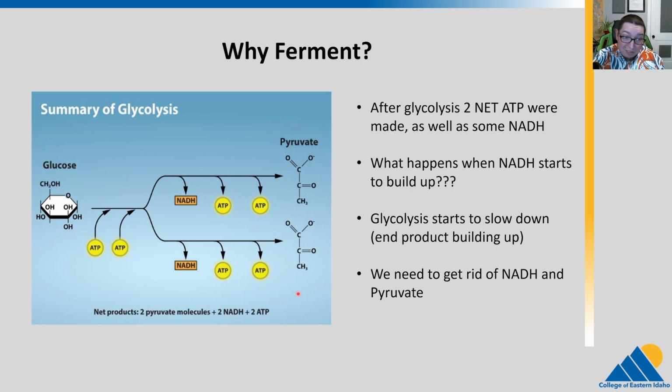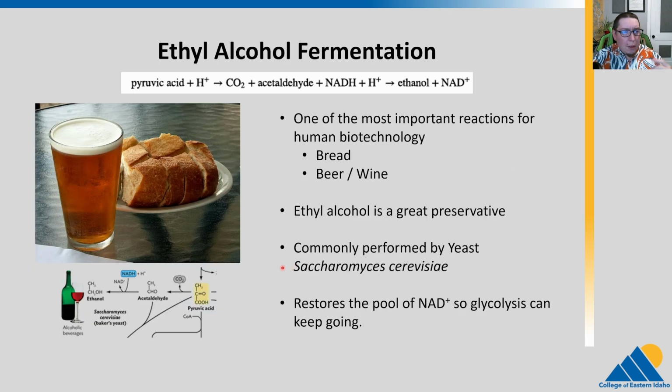Now you can probably see just keeping glycolysis going is not super efficient. You're only getting 2 ATP out of this. But for some small organisms, this is enough to live. There are different flavors of fermentation, let's call them. One that you might be familiar with, very important for bread making and the beer and wine industry, is ethyl alcohol fermentation. I would argue this is probably one of the most important human biotech reactions, right?